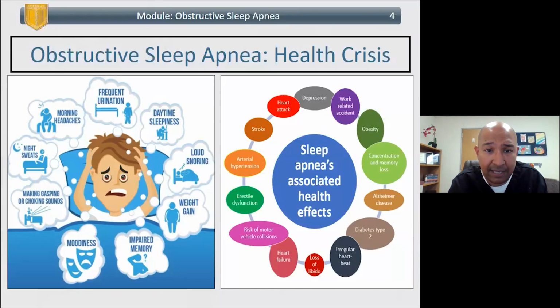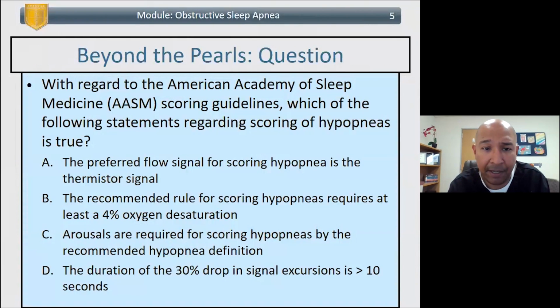So with that being said, let's go to a question. My first question, everyone, is with regards to the American Academy of Sleep Medicine scoring guidelines: which of the following statements regarding scoring of hypopneas is true? Well, we'll work these together, okay? Is it A, the preferred flow signal for scoring a hypopnea is the thermistor signal?